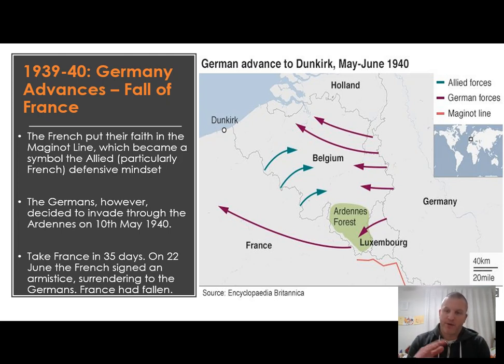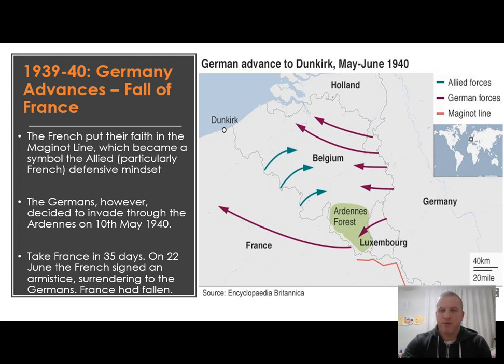There's the great escape of the BEF, the British Expeditionary Force, at Dunkirk. But at that stage, that kind of looked like a token. Okay, they can leave. Who cares? It's not like the British can really do anything at this stage.